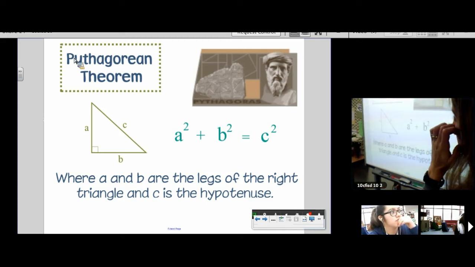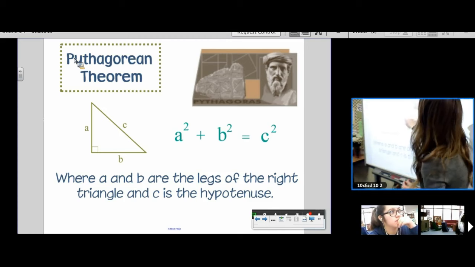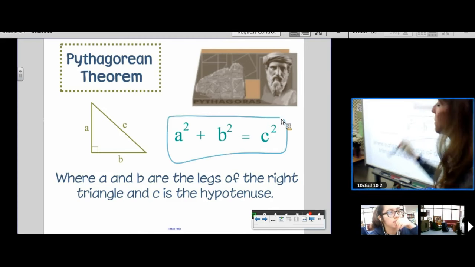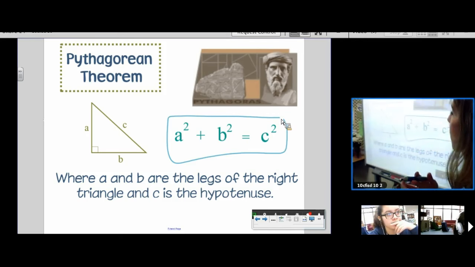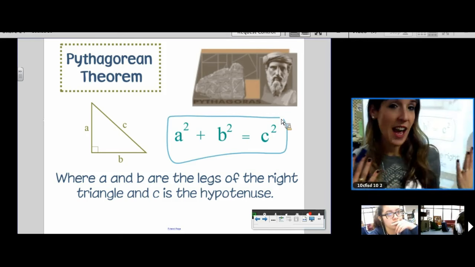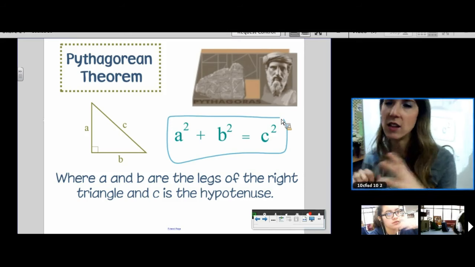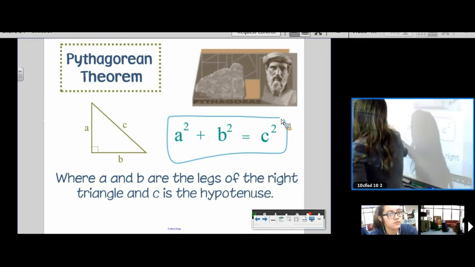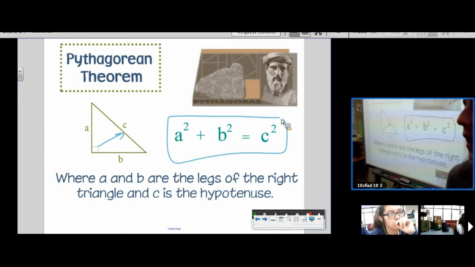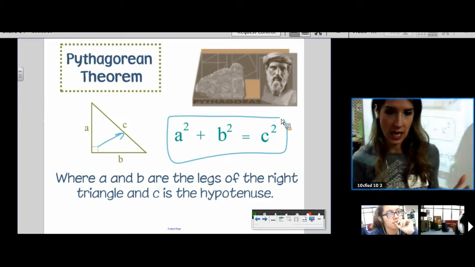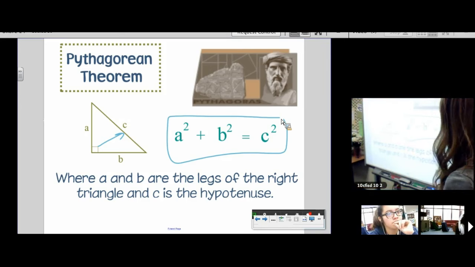Just a reminder, when we're doing Pythagorean Theorem, A and B are the legs of the triangle and C is the hypotenuse. How do you know which one is the hypotenuse? If you can't tell which side is the longest, it's always the side away from the right angle, across from the right angle. You can draw an arrow from the right angle and you will be pointing to the hypotenuse.